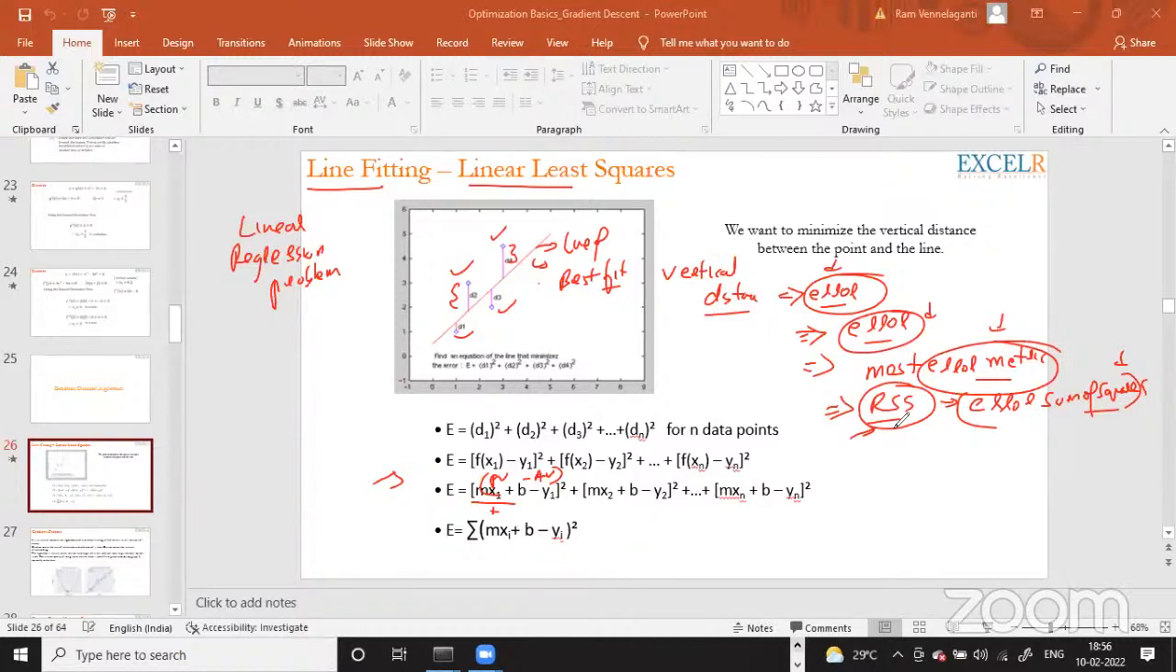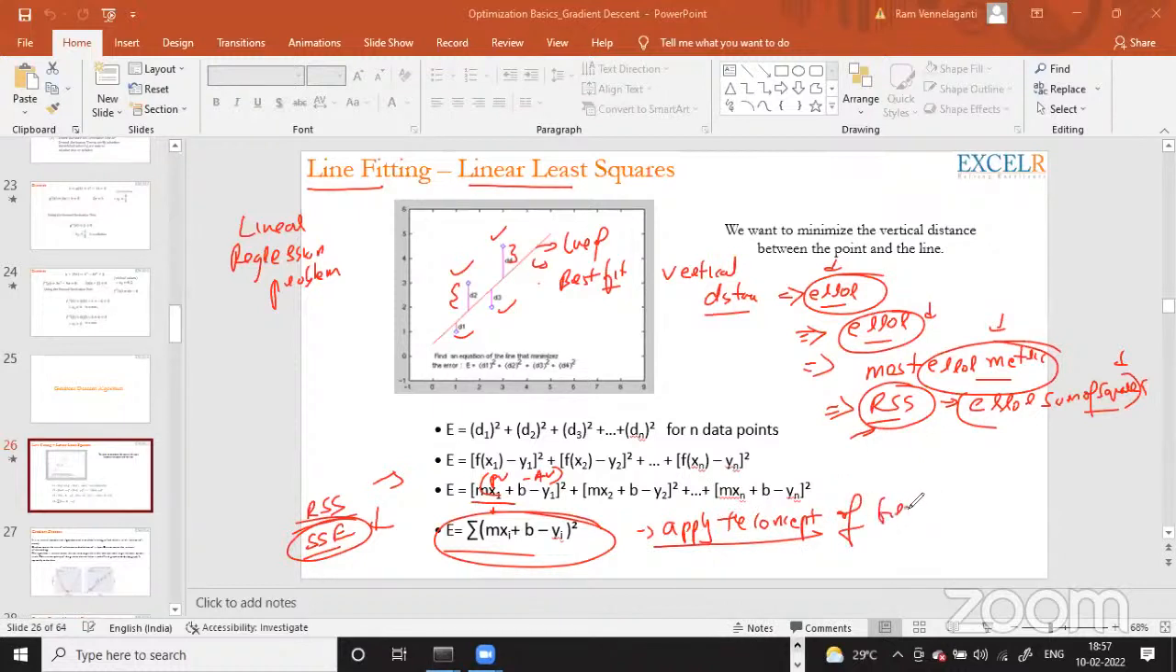That is what we are supposed to do in order to fit our line of best fit, in order to fit our best equation on our data set. So this I can call my error function, what I can consider. Now I have to minimize my residual sum of squares or error sum of squares. That is the objective. So how can I do this? I'm going to apply the concept of gradient descent algorithm.